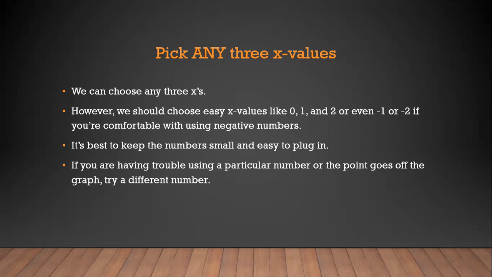Instead, I should probably pick some easy numbers like 0, 1, and 2 because they're kind of small and they're easy. And if I like negative numbers, I can pick -1 or -2. Those are good too. It's best to keep the numbers small. If you get big numbers, you're going to have big problems. So we want to have small numbers.